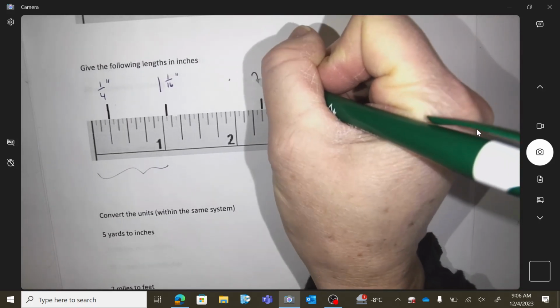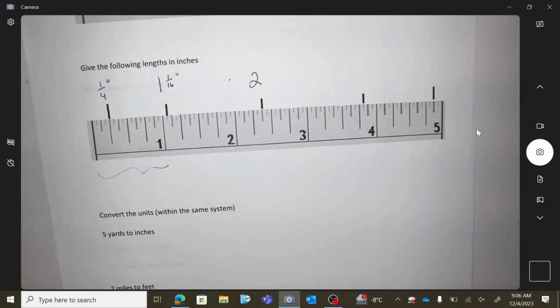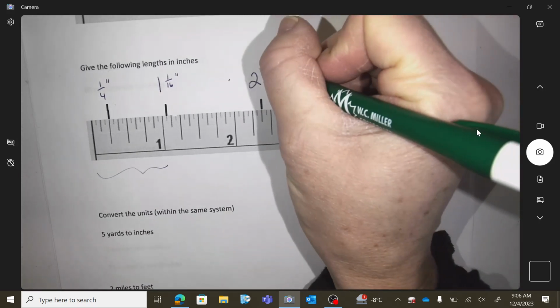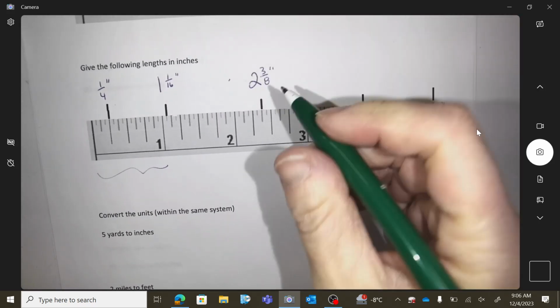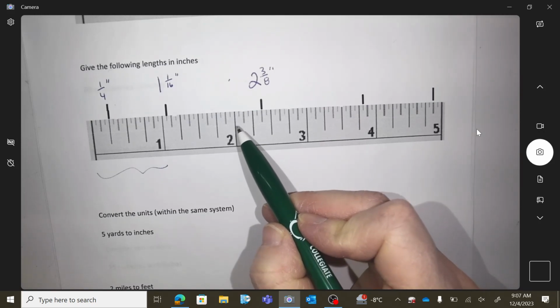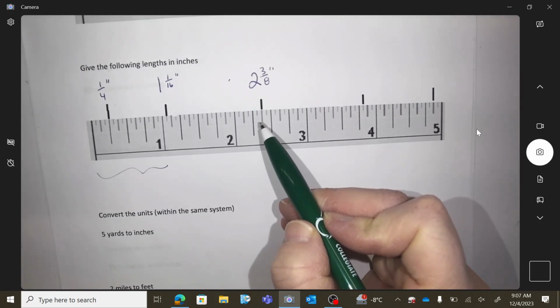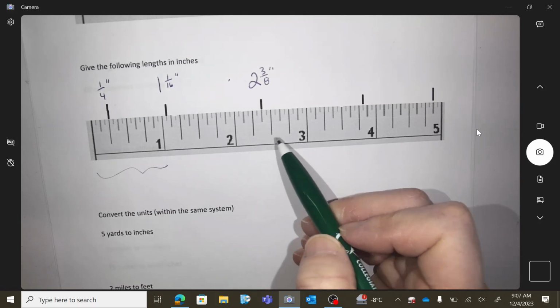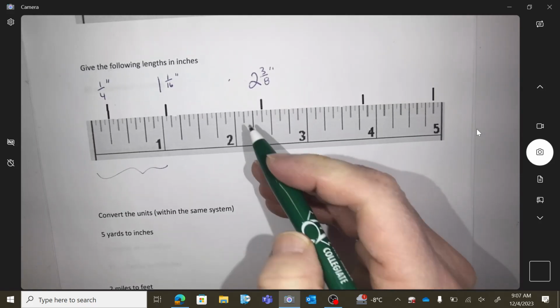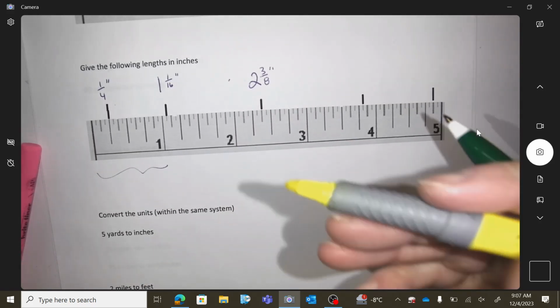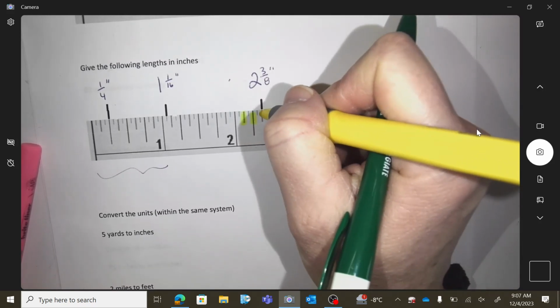Okay, so the next one is past the 2 inches, and what fraction? 3/8. Okay, it's not on a little tick, so that's not a 16th. It's not on the quarter or halves, so this is 1/8, 2/8, 3/8.